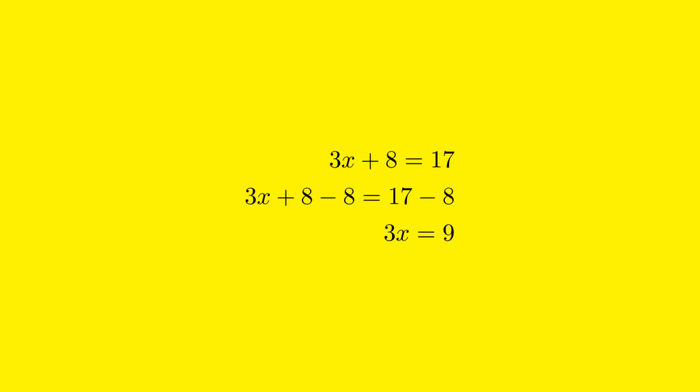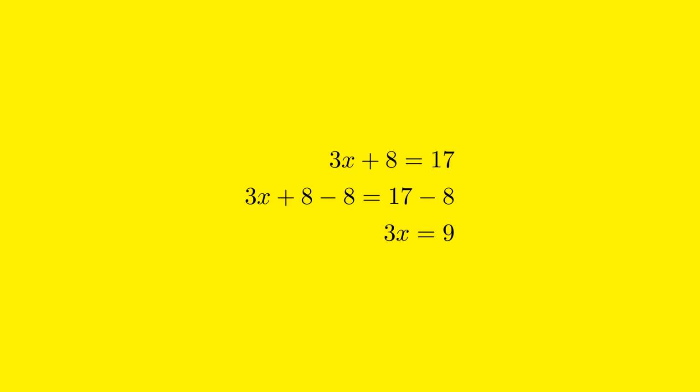To isolate x, we will start by eliminating the constant term on the side of the equation with the variable. The constant term here is 8. To remove 8 from the left side of the equation, we perform the operation of subtraction with 8 on both sides. This is because subtracting 8 from both sides of the equation will cancel out the plus 8 on the left and maintain the balance of the equation.